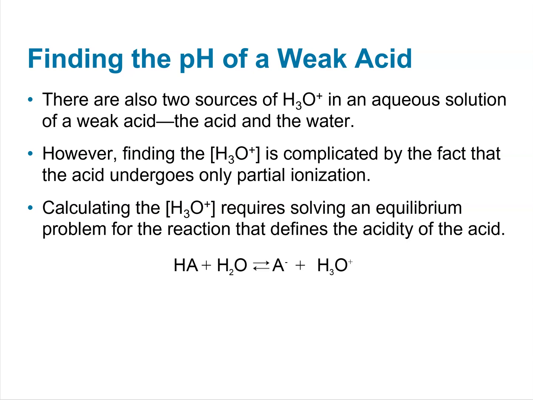So to remember, calculating the concentration of free protons or hydronium requires solving an equilibrium reaction, which we've been doing for a while now, a couple weeks. And this equilibrium is defined by the general equation we see here, where you have a generic weak acid, HA, plus water, in equilibrium with the conjugate base of that weak acid, A minus, plus hydronium, where the acidic proton is reacting with the water to form hydronium, and that's leaving you with the conjugate base A minus.